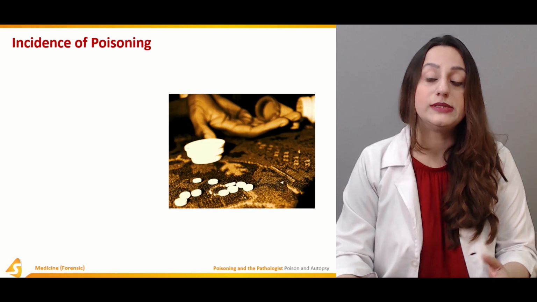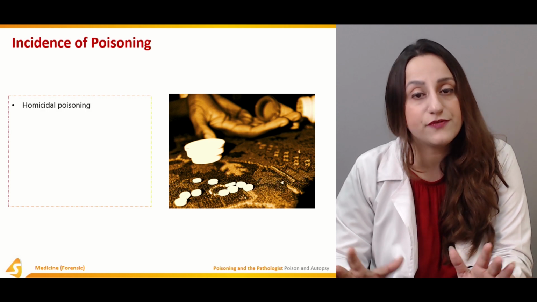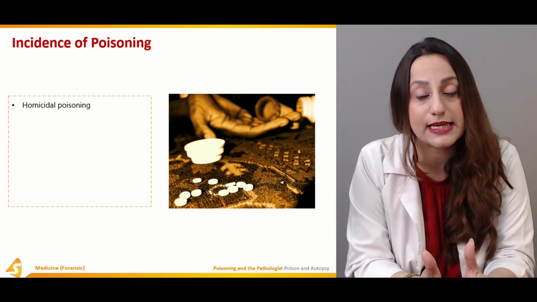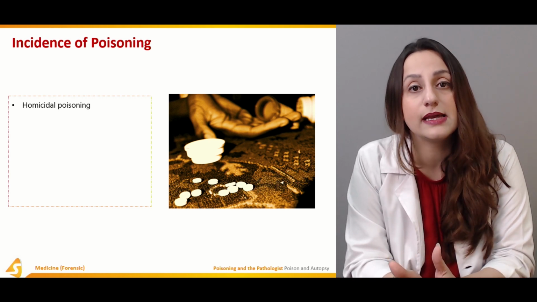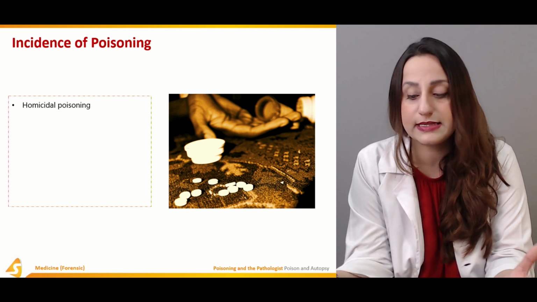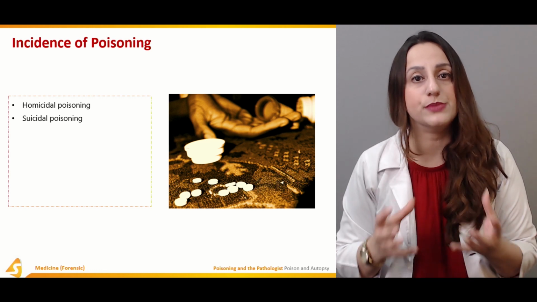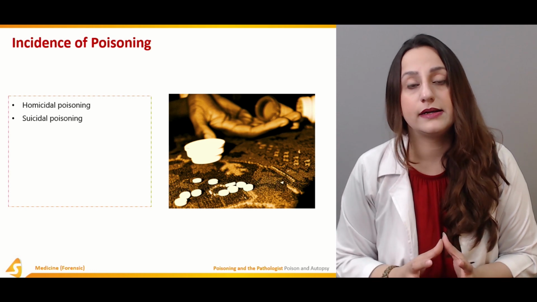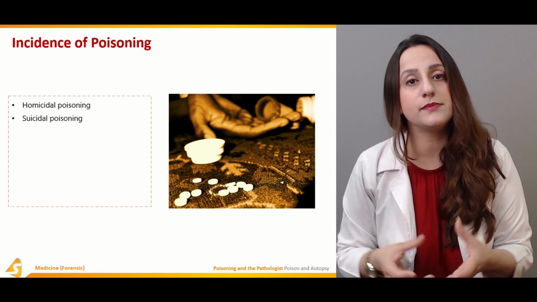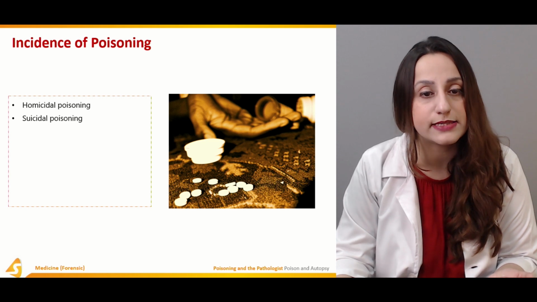Now we are talking about the incidence of poison. Whenever we are dealing with a case of poisoning, we should keep in mind that it can be of homicidal intent, it can be of suicidal intent, and it can be of iatrogenic intent. So these are the incidences that we have to keep in mind. The homicidal is, of course, when we are talking about murders or some planned deaths by other people. And the suicidal is when a person kills himself by administering this poison. It's a suicidal intent of poisoning.